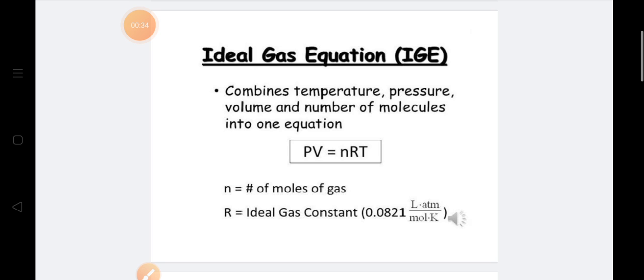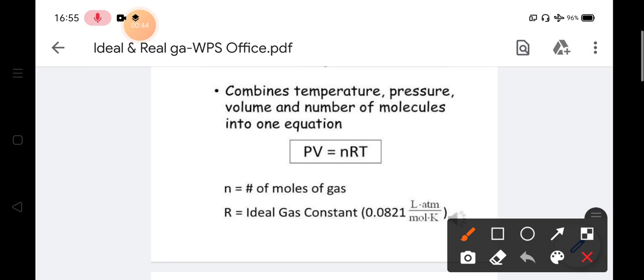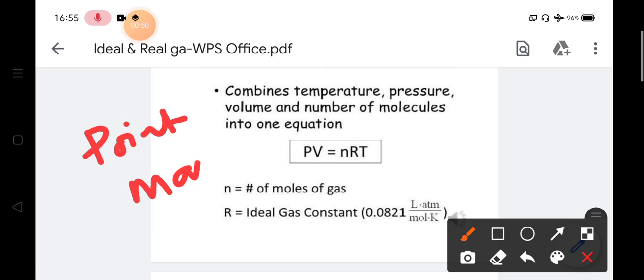We already know certain things about ideal gases. In the case of an ideal gas, the particles are point masses. They don't have any volume for themselves. And there is no intermolecular attraction force between the particles.